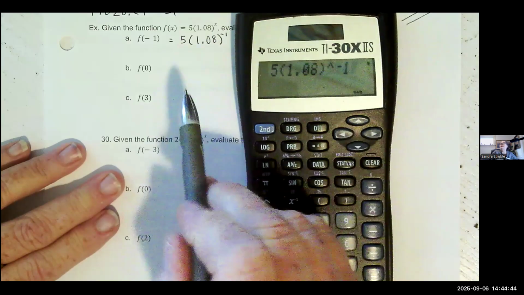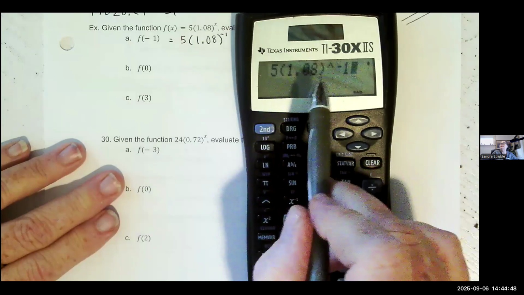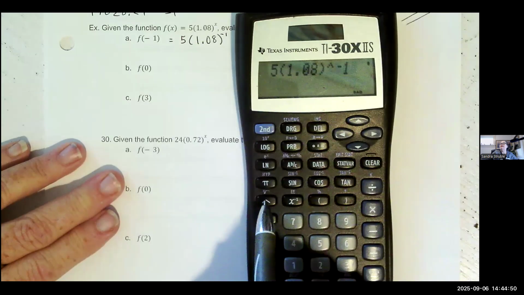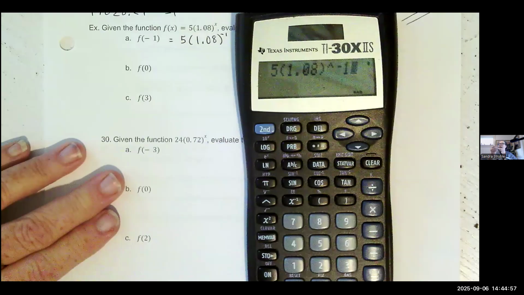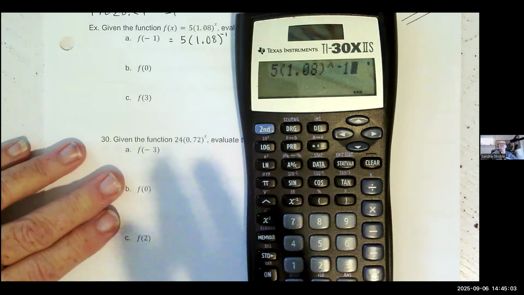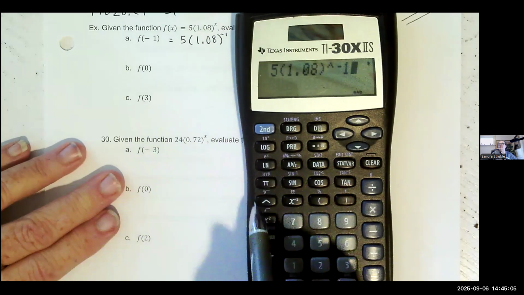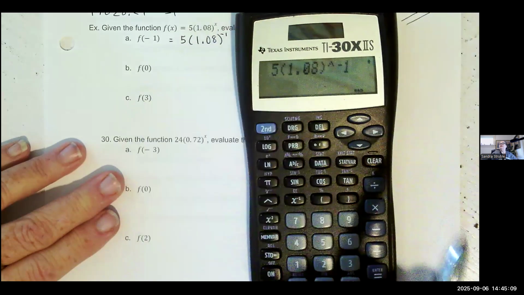So 5 times 1.08, close your parentheses, caret, which is this guy right here. If you don't have this and you're not using a TI, then you might have an x to the y if you're using your phone, or a y to the x. But remember, you can't use your phone for the exam. So you need to understand that caret is your exponent. And then my exponent is -1 equals.